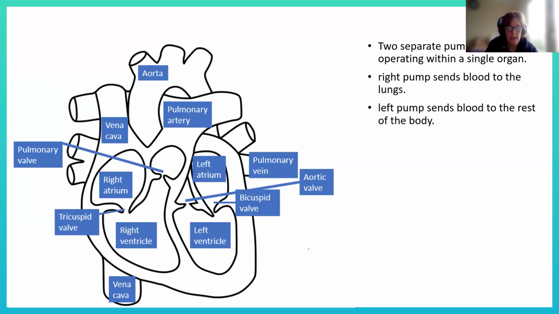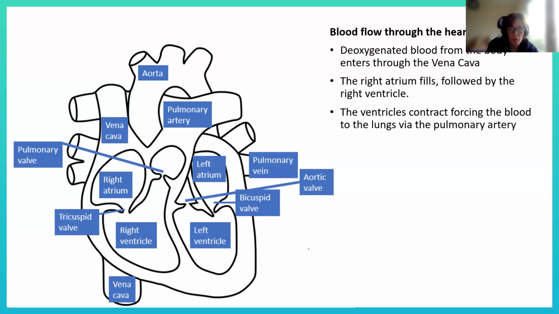Okay, so as I said, we've got two separate pumping systems operating within this one organ. The right pump is sending blood to the lungs only, and the left pump is sending it to the whole rest of the body. So the left pump has obviously got the blood that's full of oxygen. The deoxygenated blood, which has just been around the body, has got no oxygen left. It's been to the tissues, all of the cells have taken the oxygen for respiration. They've filled everything back up with CO2.